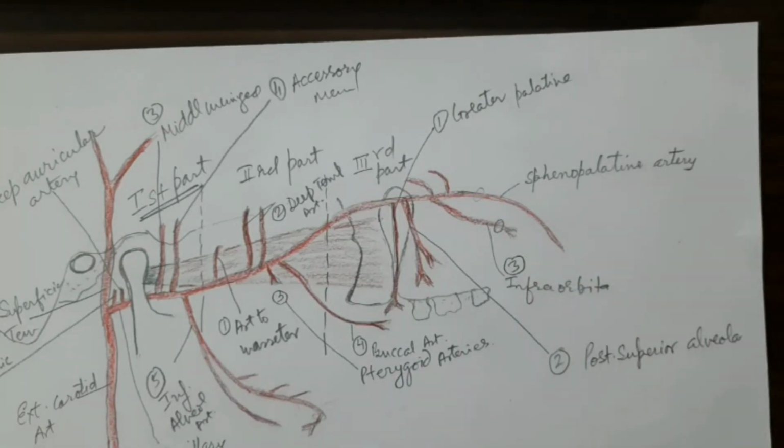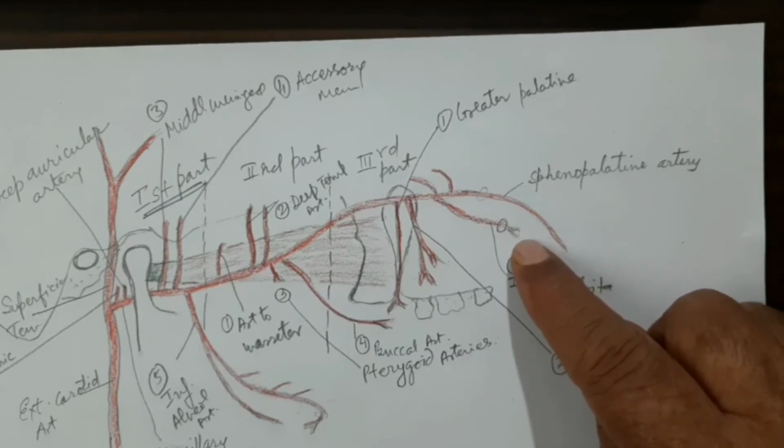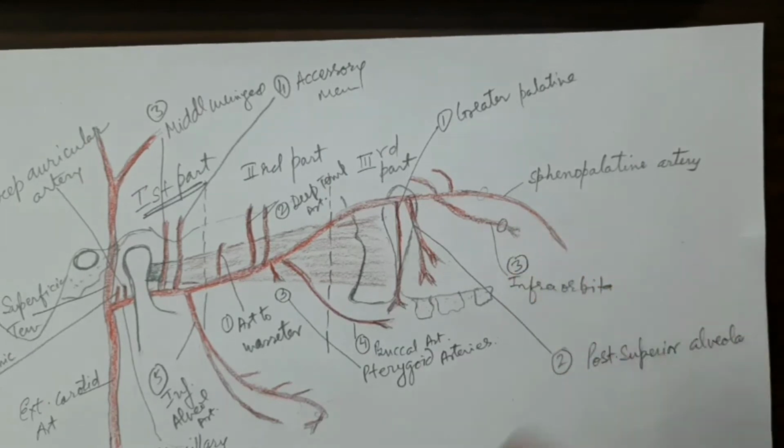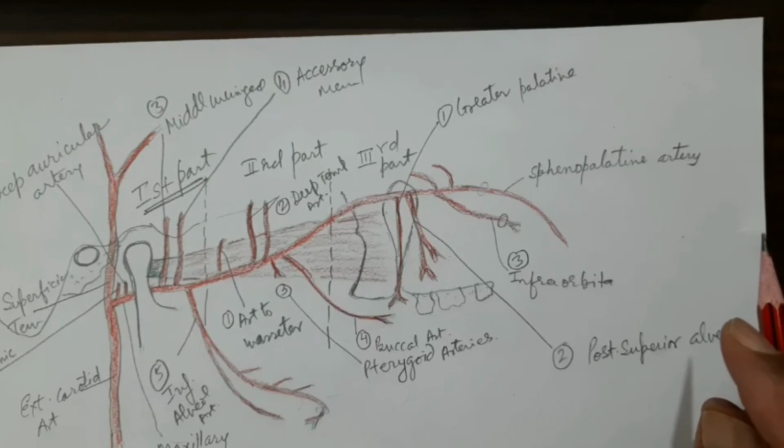It will supply the orbit where it lies in the infraorbital groove and canal, and after coming out it will supply the skin of the face: the upper lip, the side of the nose, the cheek, and the lower eyelid. That means all the neighboring area, nose, upper lip, lower eyelid and the prominence of the cheek, is supplied by this third branch from the third division, the infraorbital artery.